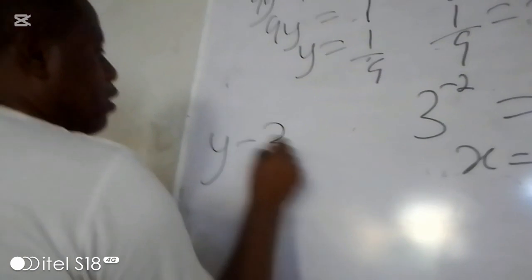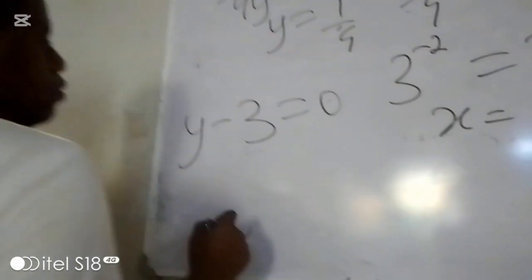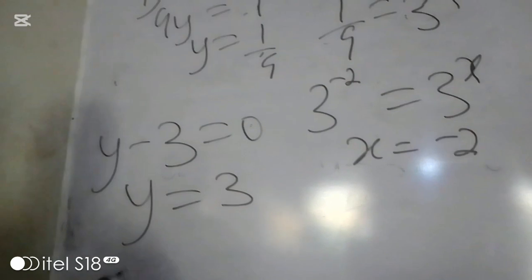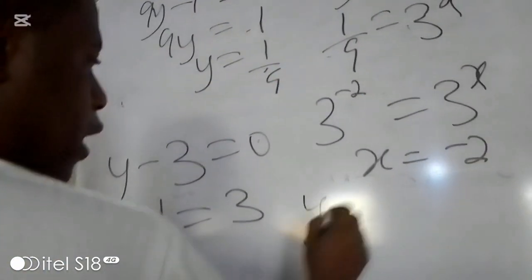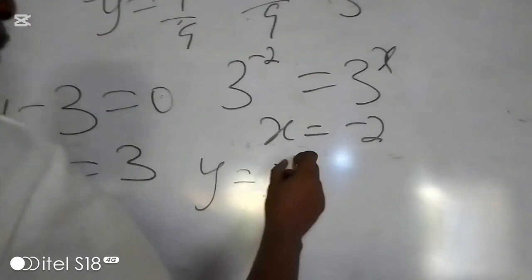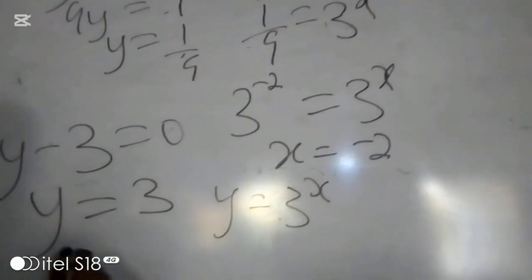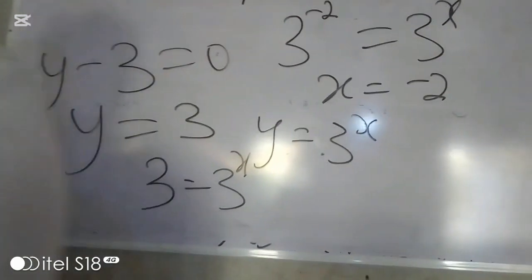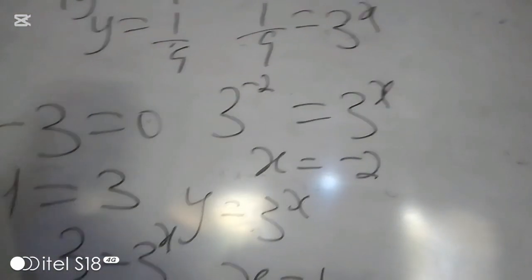So let's solve for y minus 3 equal to 0. y equal to 3. And remember we say y equal to 3 raised to power x, and our y is 3. So this means that 3 equal to 3 raised to power x. It simply means that x equal to 1. Is that clear?